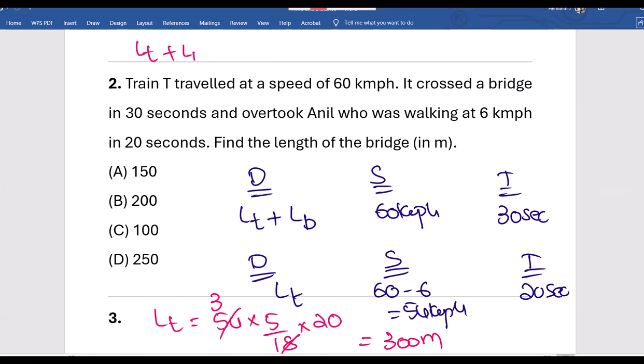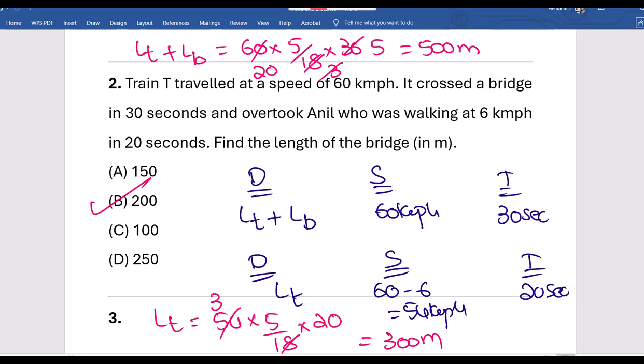Length of the train plus length of the bridge is 60 into 5 by 18 into 30. That gives 500 meters. Train is 300, bridge is 200. Together 500 is required, already the train is 300, so the bridge should be 200.